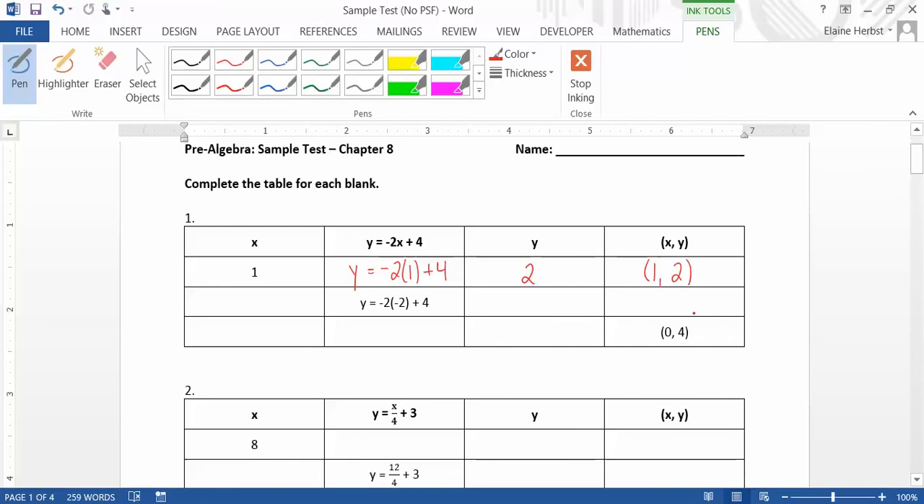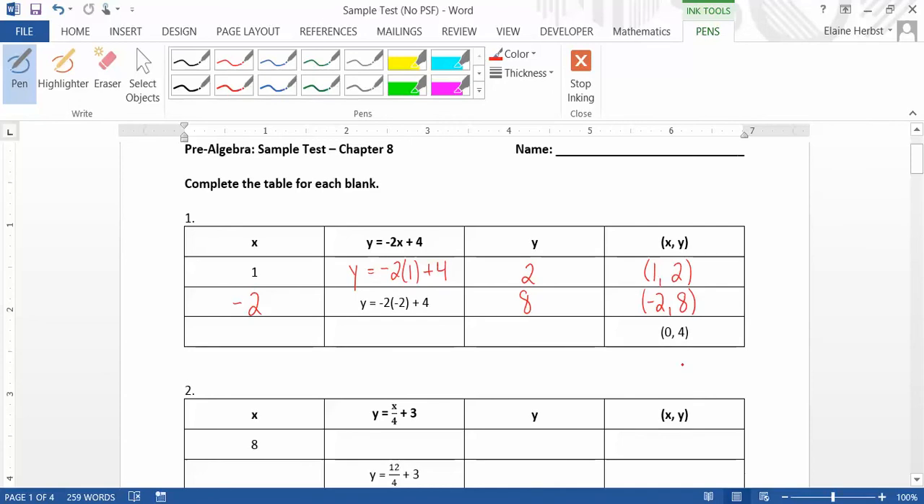For the second row, we show what's been plugged in for x, and that's a -2. That means we need to plug a -2 in here. Now we still need to solve. -2 times -2 is 4. 4 plus 4 is 8. So we get the ordered pair (-2, 8).